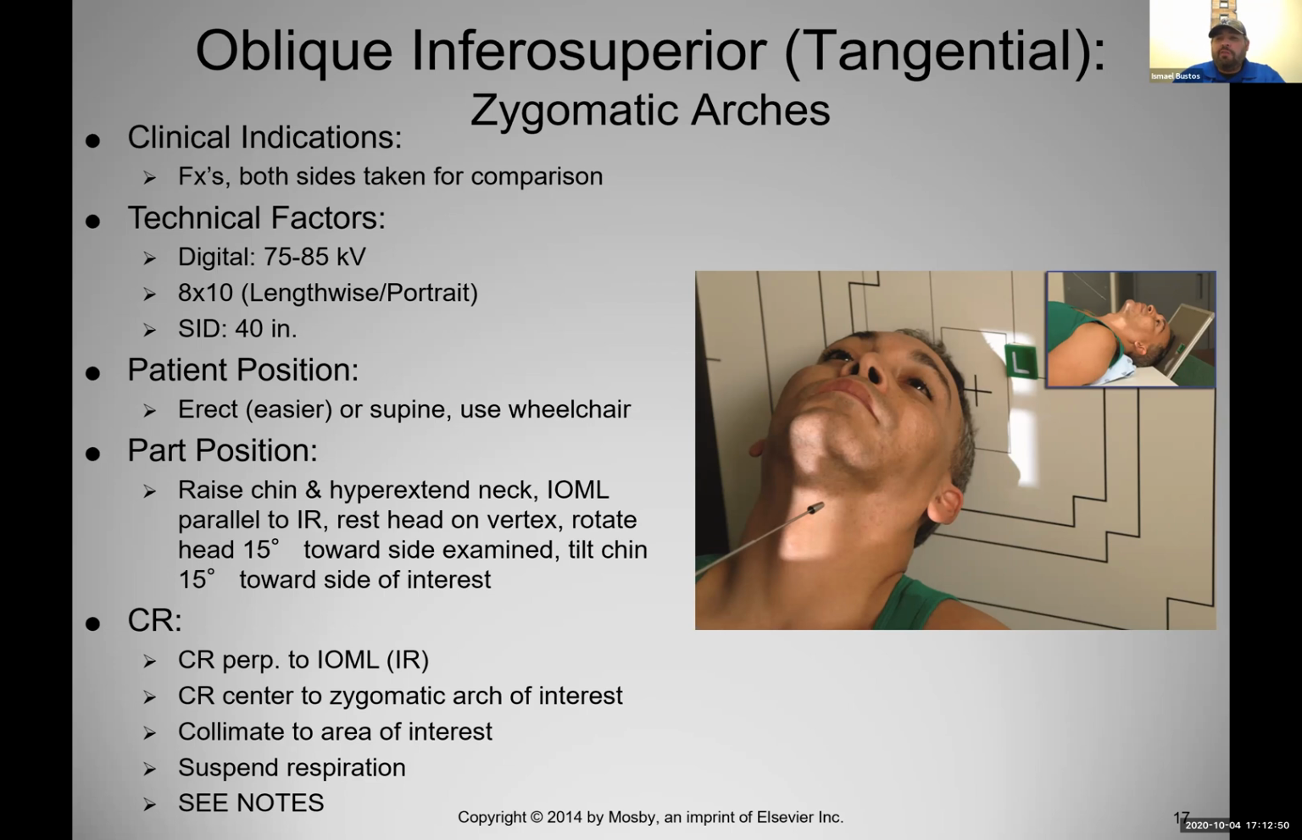You're going to start off by getting the patient in an SMV projection, which means you're going to hyperextend the neck to place the vertex of the skull on the image receptor. Then from there, you're going to rotate the head 15 degrees towards the side of interest, and then tilt the chin 15 degrees towards the side of interest. So let's see if we're able to show you this.